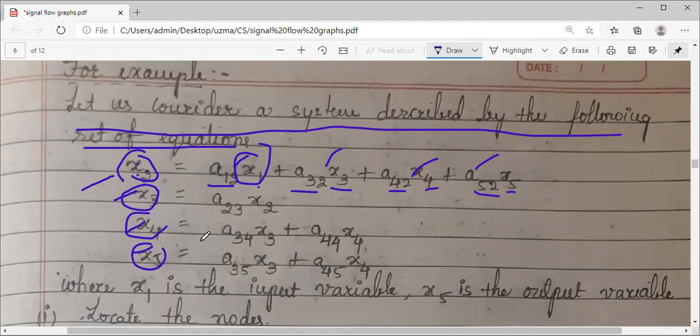Because as many variables as there are, that many nodes there will be. So I will mark these 5 variables as 5 nodes, just a small circle kind of thing. These are the 5 dots indicating 5 different nodes, starting from X1. Always the leftmost indicates your input side. Because this is a signal flow graph giving you the relation between input and output, the extreme one will give you the output. This is your third node, fourth node, and fifth node.